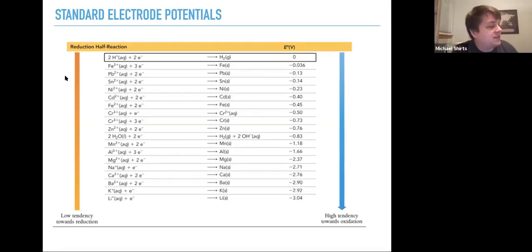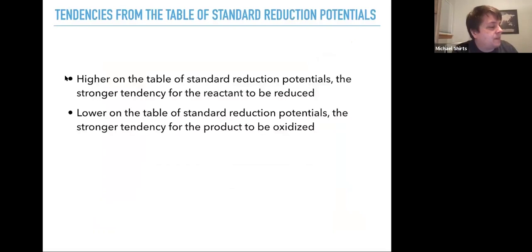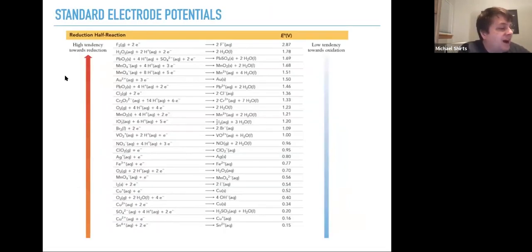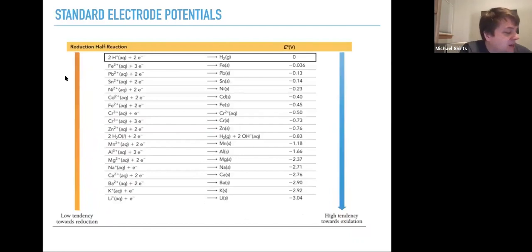So we can see, for example, that fluorine has a very high tendency towards reduction. Makes sense. We know that F minus is pretty stable, that fluorine is pretty electronegative, and that lithium really would like to lose that electron compared to hydrogen. Again, these are not in absolute terms. These are compared to the hydrogen potential. Lithium is very likely to give up the electron, highly likely to be oxidized.